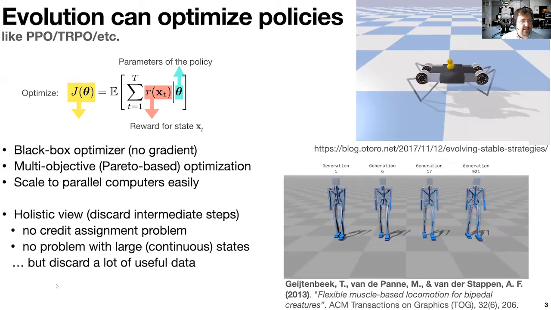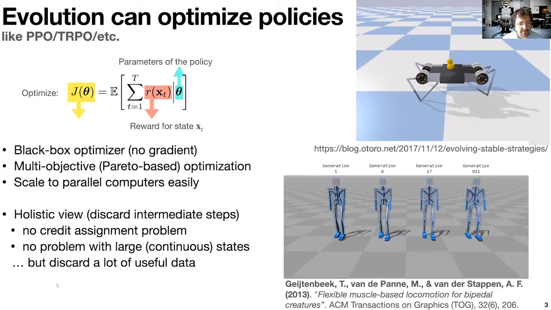We can do multi-objective optimization. We'll go back to this later. One very nice feature is that it scales to parallel computers very easily. And I think it's very important nowadays that we have all these very nice multi-core computers, GPUs, all these things. They tend to be highly parallel, and it makes sense to have algorithms that are designed for this.